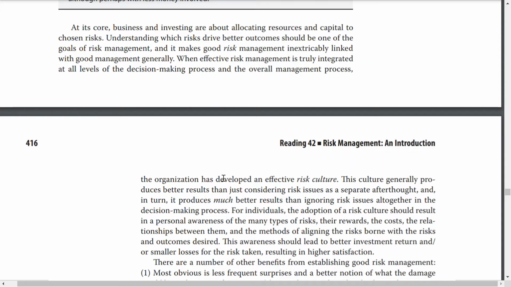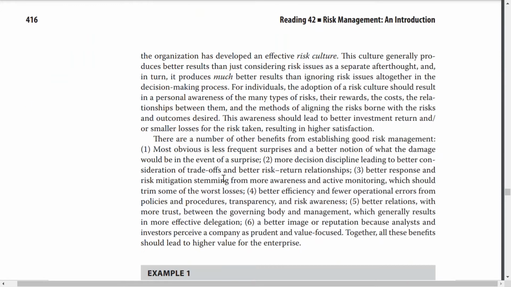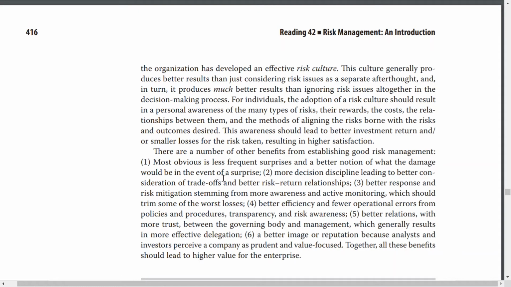When effective risk management is truly integrated at all levels of the decision-making process and the overall management process, the organization has developed an effective risk culture. This generally produces better results than just considering risk issues as a separate afterthought, and in turn produces much better results than ignoring risk issues altogether in the decision-making process.